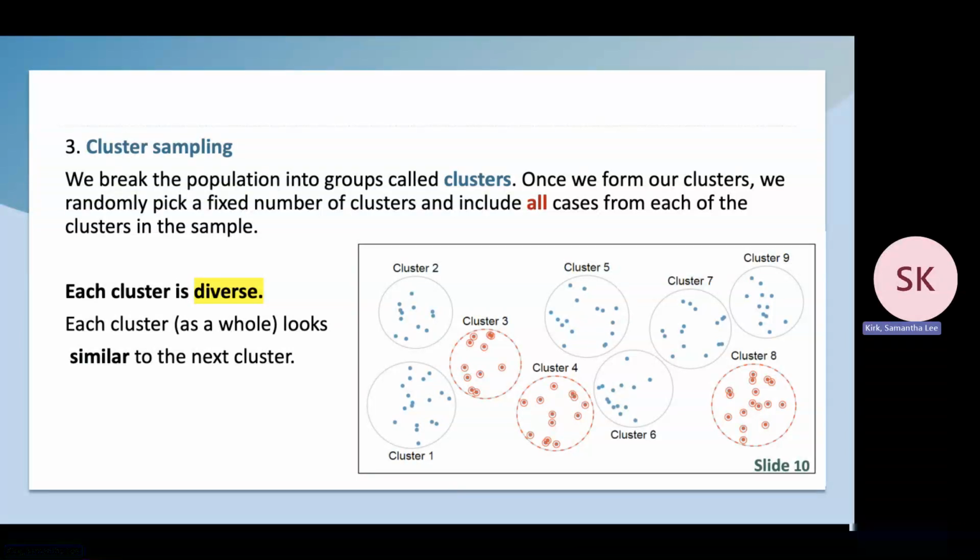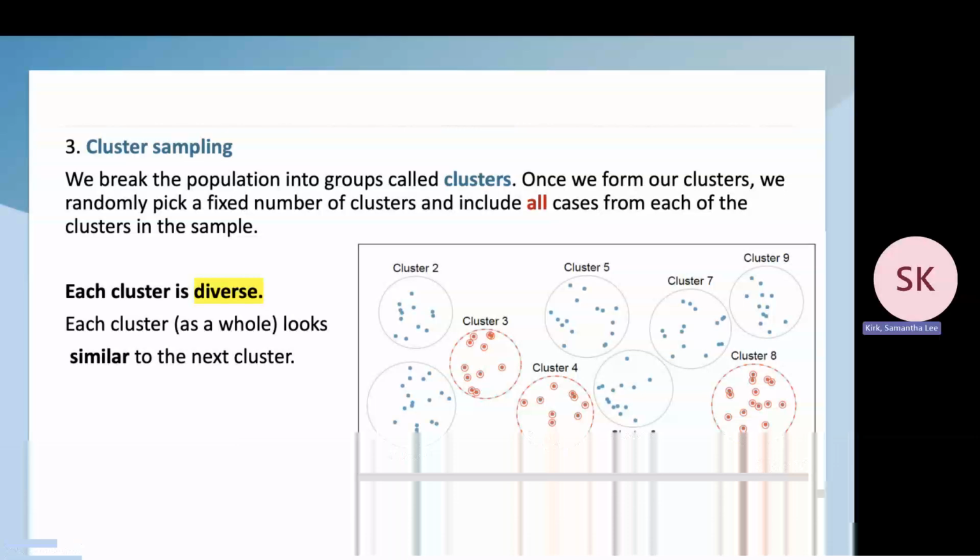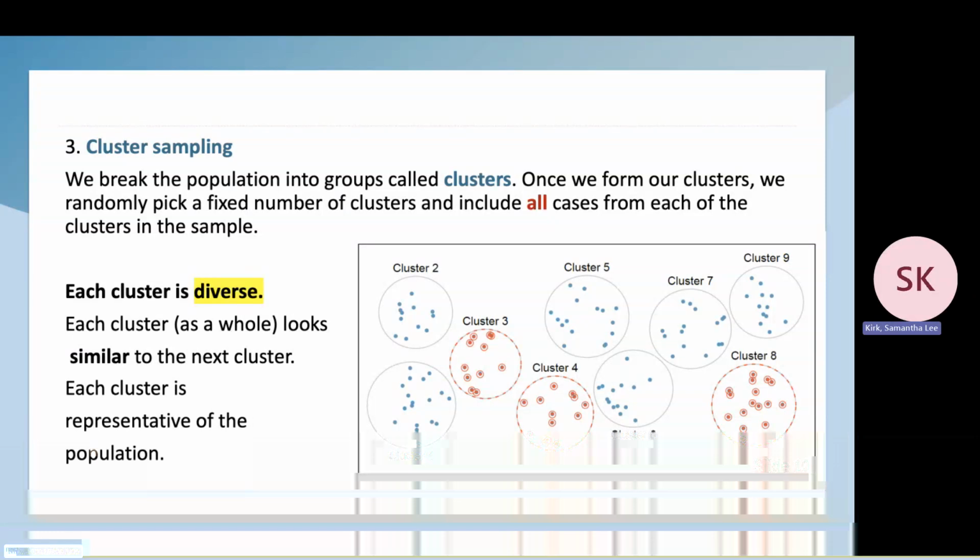Let's compare this with stratified sampling. In stratified sampling, we broke the population into groups, just like we did here in cluster sampling. We broke them into groups. But in stratified sampling, the people in a group look similar. In cluster sampling, the people in the group are diverse. They don't have something in common, except maybe they all live in the same place. But the people in there are diverse, which means each group looks like a little mini population.